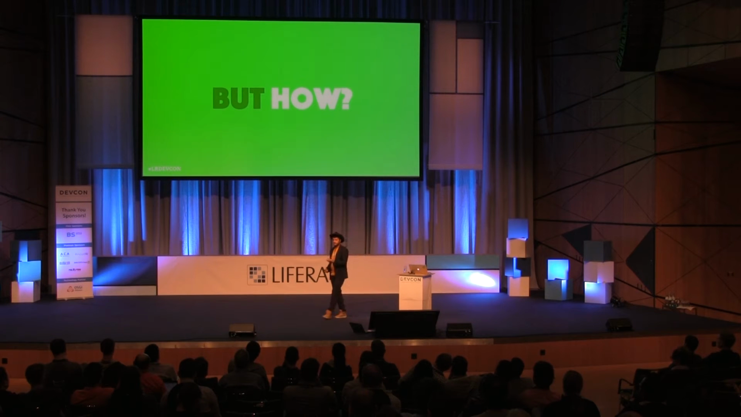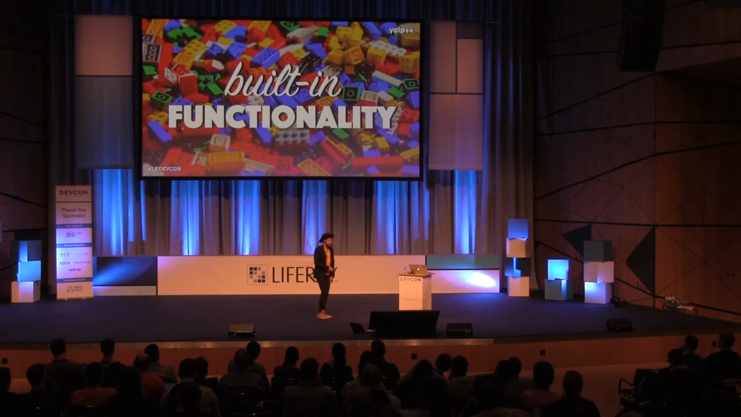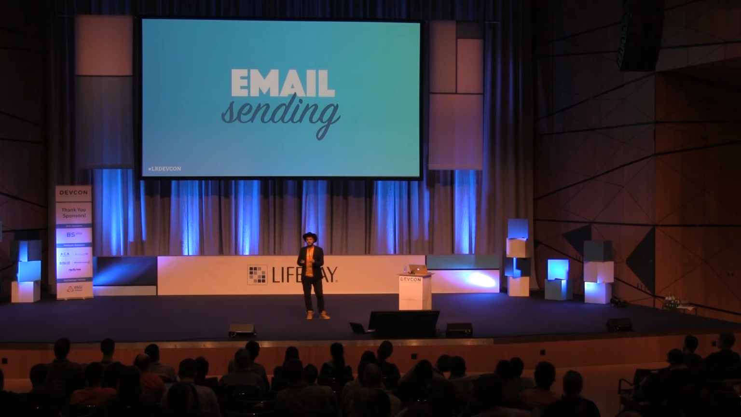But how? That's the most important question. How can we make this whole thing and this whole vision happen? Well, the first thing we wanted to do was to build some functionalities that you could reuse in your apps. So we built, for example, the ability to send emails. That's a very common thing on any kind of application that you're building. Sometimes you need to send an email.